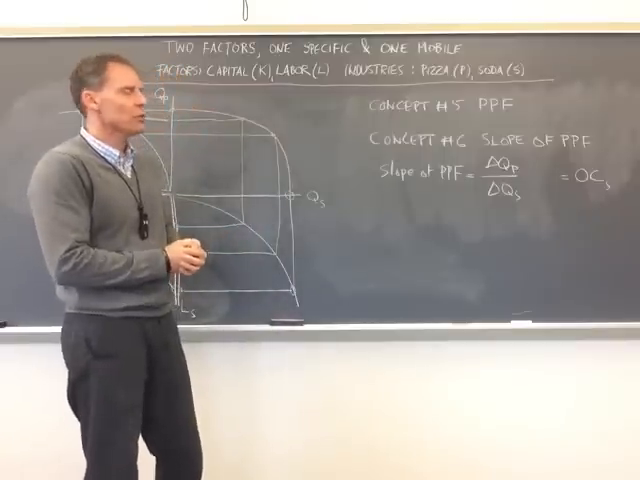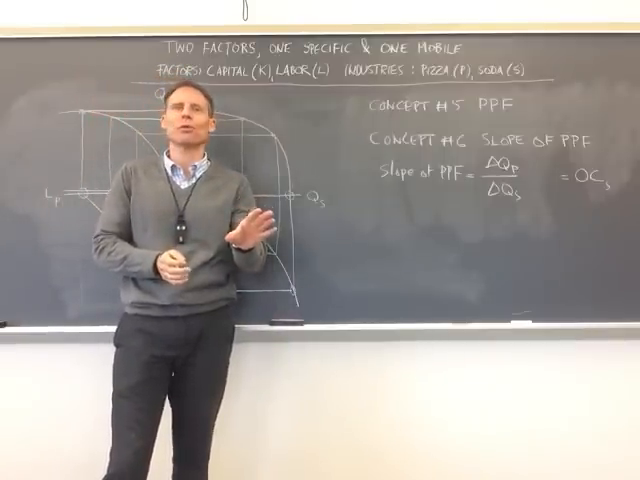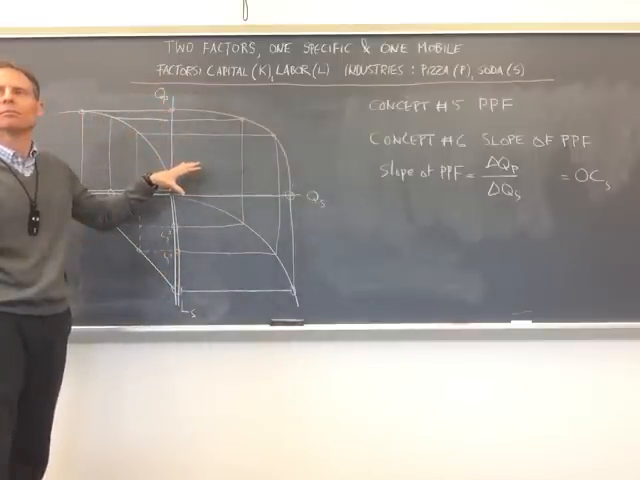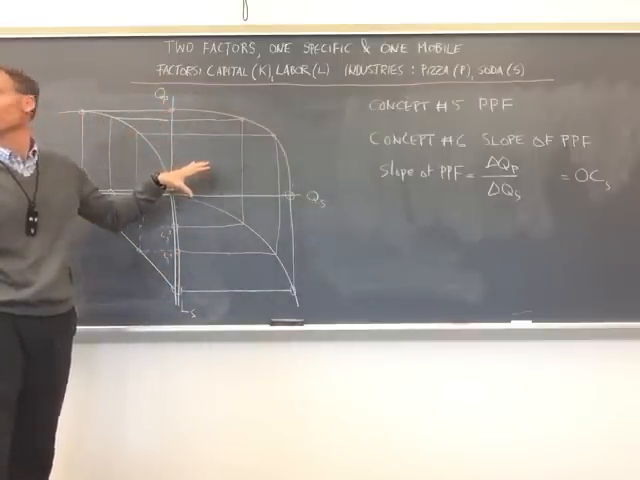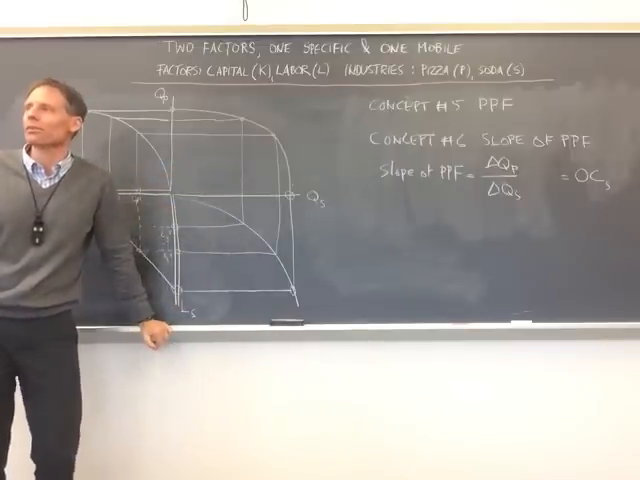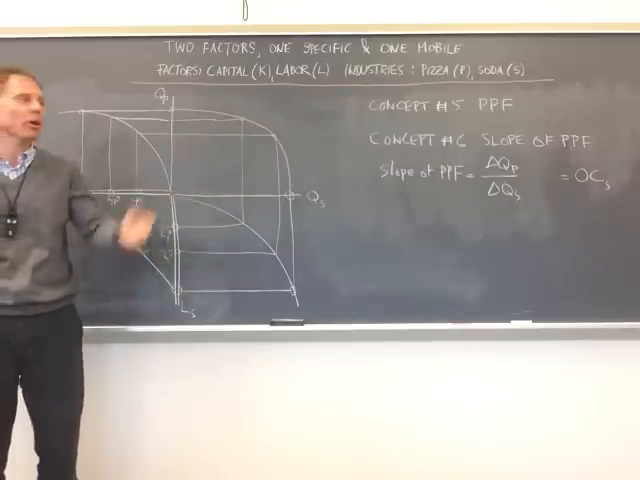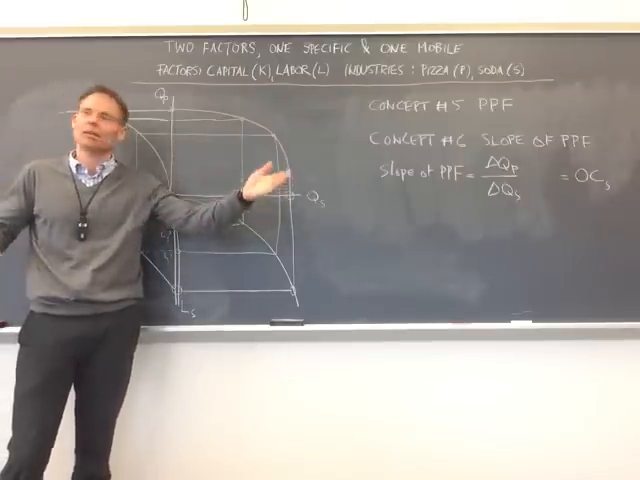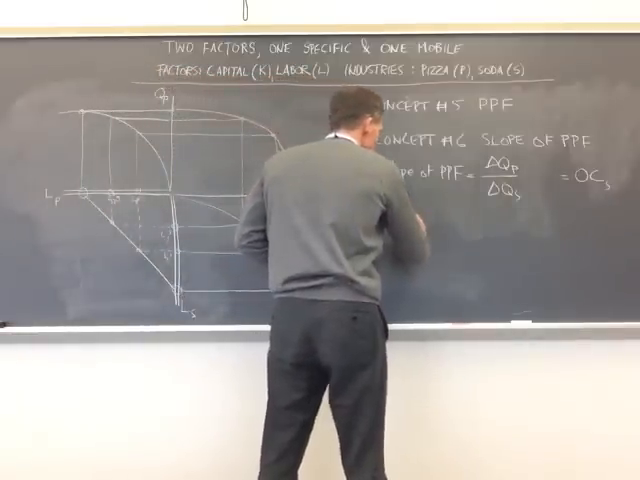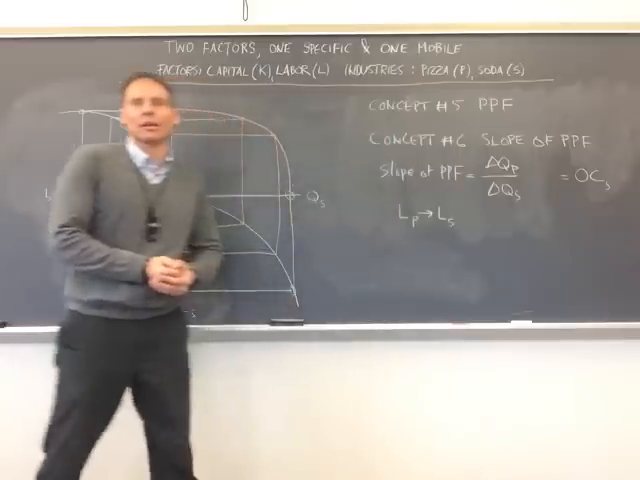The only way to produce more soda, what would you have to do in order to produce more soda in this model? Somebody tell me. You have to give up pizza, but what exactly would you have to do? You have to add more labor to the soda industry. And where are those workers going to come from? From the pizza industry. So the only way to add more soda is to move workers from the pizza industry to the soda industry.